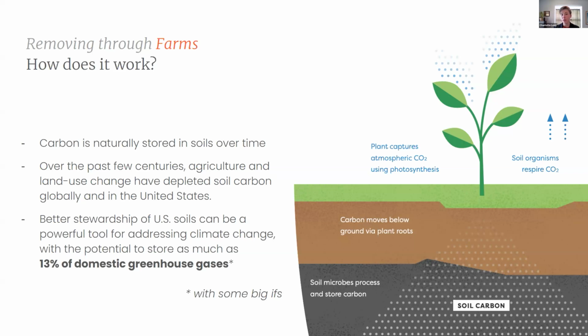We believe that because there is so much soil to work, so much agricultural land to manage, there's the potential to store as much as 13% of domestic greenhouse gases. But I want to say that that comes with some big ifs on what kind of techniques we use and how we actually manage it.